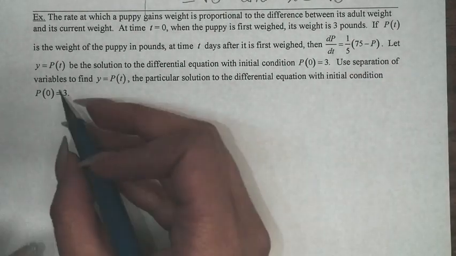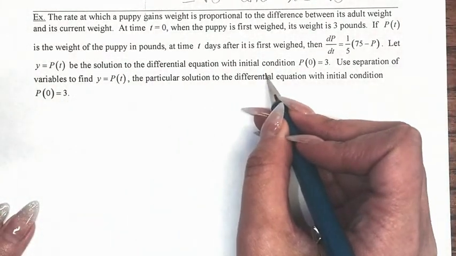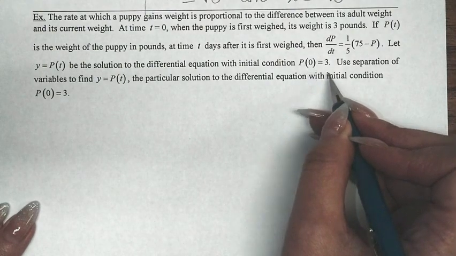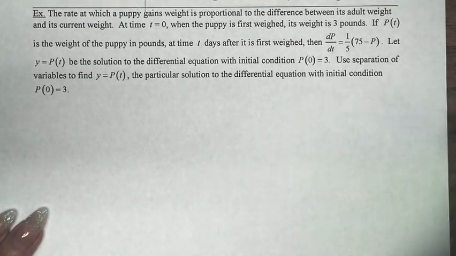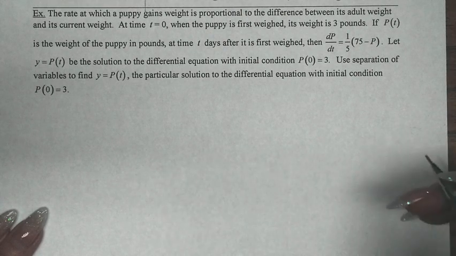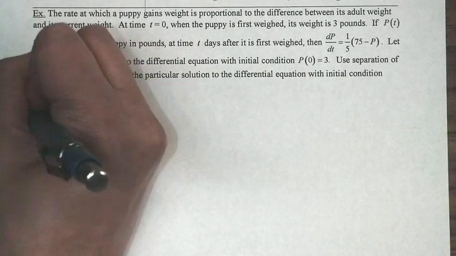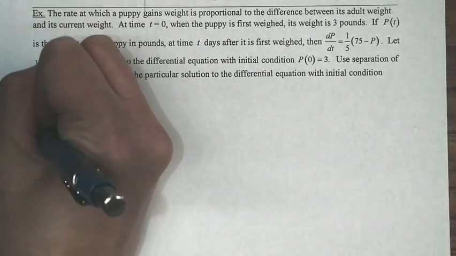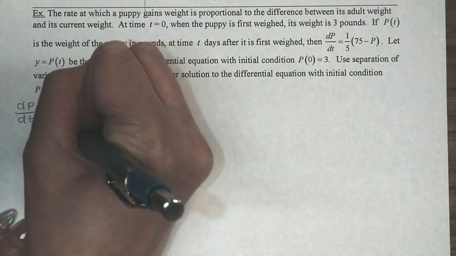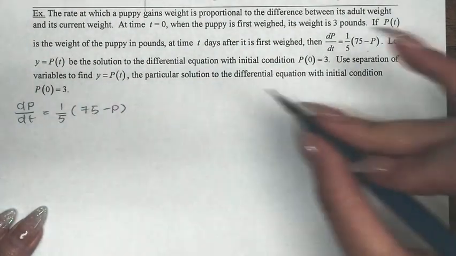Let y equal P of t be the solution of the differential equation with initial condition P of 0 equal to 3. Now we need to use separation of variables to find y equals P of t, the particular solution to the differential equation with initial condition P of 0 equal to 3. Okay, so this has a lot of words. Before you get tired, we're going to use your equation dP/dt equals 1/5 times (75 minus P), and that one they gave to you here. So I haven't done anything yet.